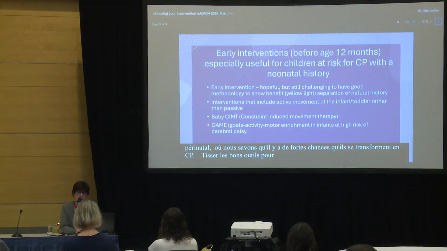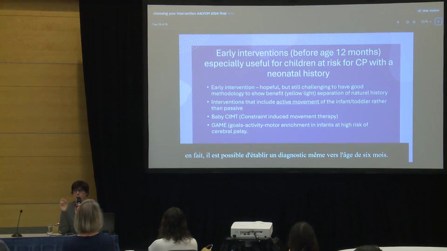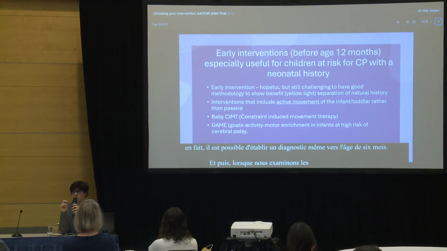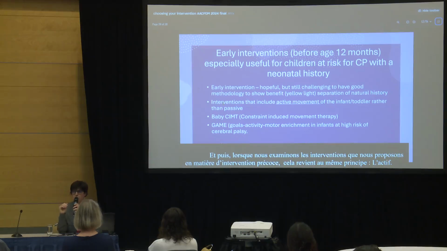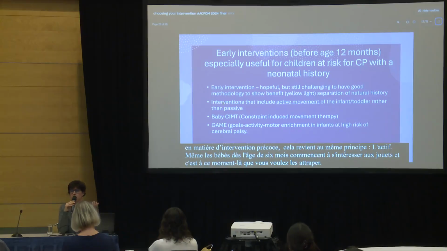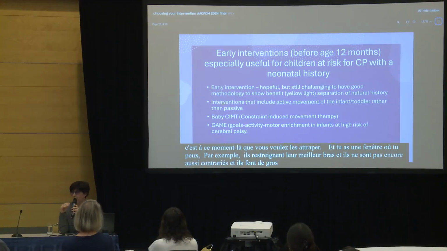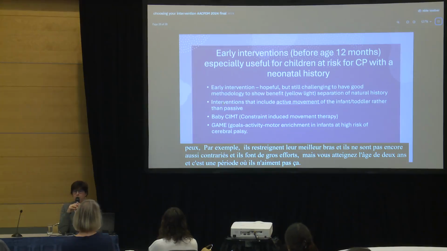And then when we look at what are the interventions that we offer for early intervention, it goes back to the same principle, the active. Even babies as young as 6 months are starting to be interested in toys, and that's when you want to catch them. You have a window where you can, for example, constrain their better arm, and they're not yet as upset, and they're trying hard with the less affected one, but you hit the age of 2, and it's a time where they don't like it. And then you have another window that opens back up, and you have constraint use that is really effective even at an older age.